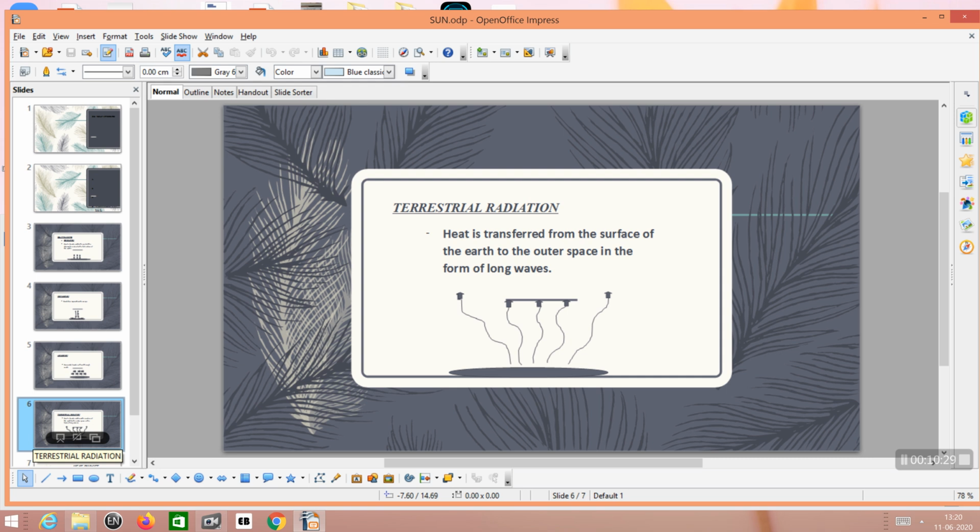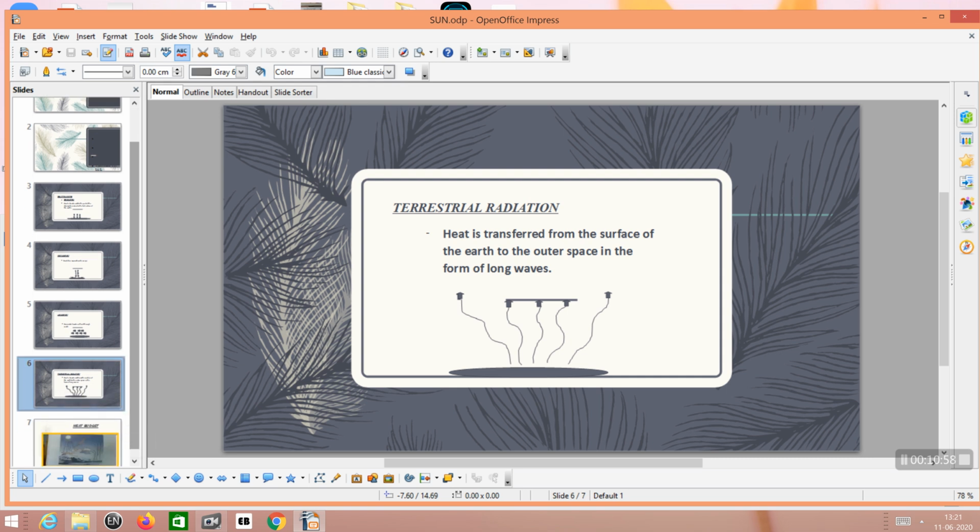Insolation is the incoming solar radiation, and it is in the form of short waves. But terrestrial radiation is the outgoing radiation, and it is in the form of long waves. That is an important point in this lesson. That is the difference between insolation and terrestrial radiation. And the next part is about another important process happening in the atmosphere.